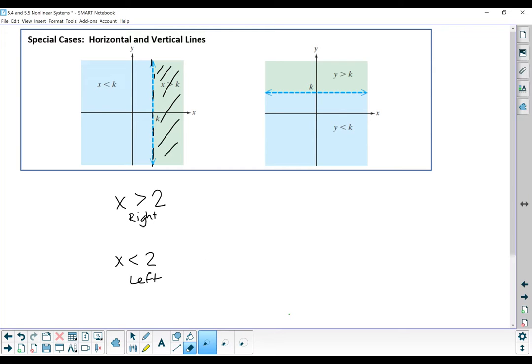For horizontal lines, we might have the equation y is greater than 2 or y is less than 2, and we would shade above or below that line where y is equal to 2.